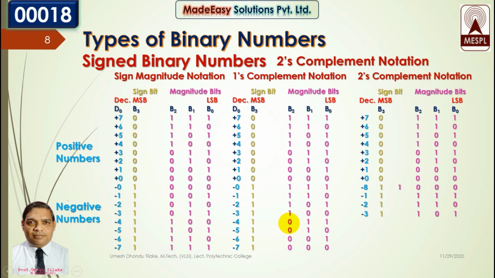Similarly over here magnitude bits are 0 1 1. If we add 1 into it, we will get 1 0 0. So minus 4 will be 1 1 0 0. Similarly we can write other numbers also. So minus 5 is 1 0 1 1, minus 6 is 1 0 1 0 and minus 7 is 1 0 0 1. So here in 2's complement notation we are not getting minus 0, and that's why 2's complement notation is widely preferred. We can cross verify the magnitude of negative numbers using the 2's complement method also.